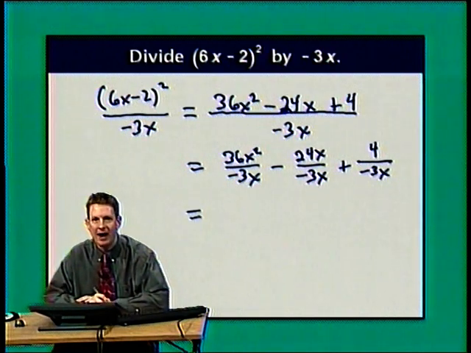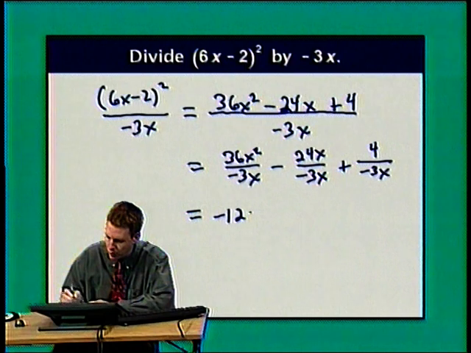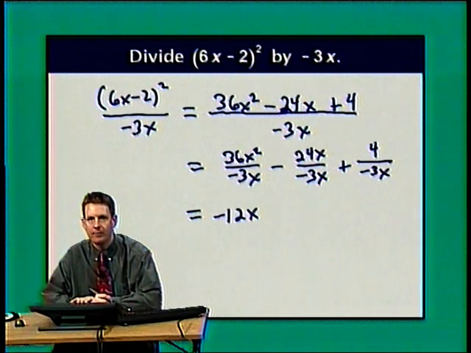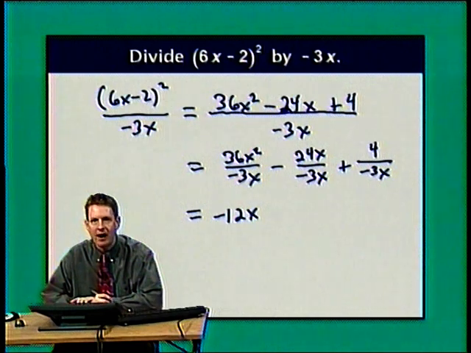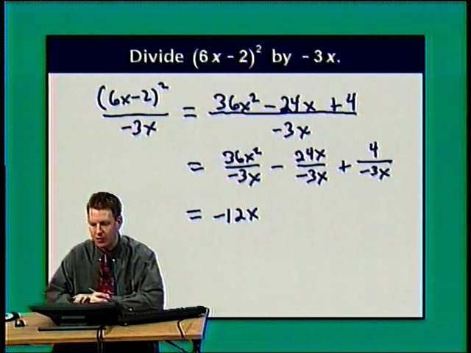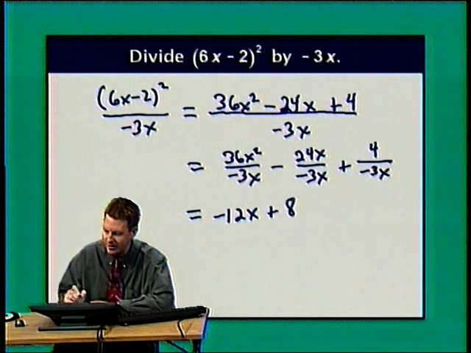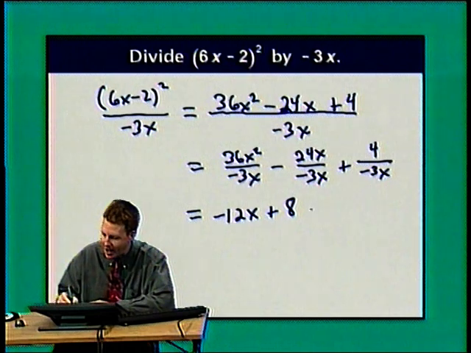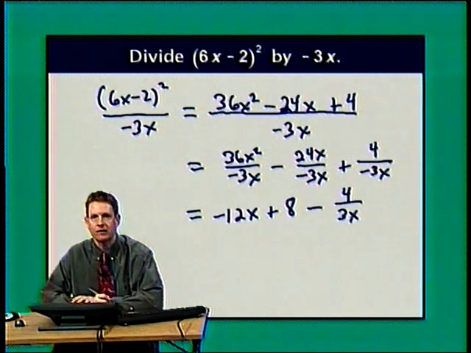36 divided by negative 3 is negative 12, and we have one factor of x left over in the numerator. 24 divided by negative 3 is negative 8, but we're subtracting this expression, so that's going to give us plus 8. x over x is just 1, and then we have minus 4 over 3x.